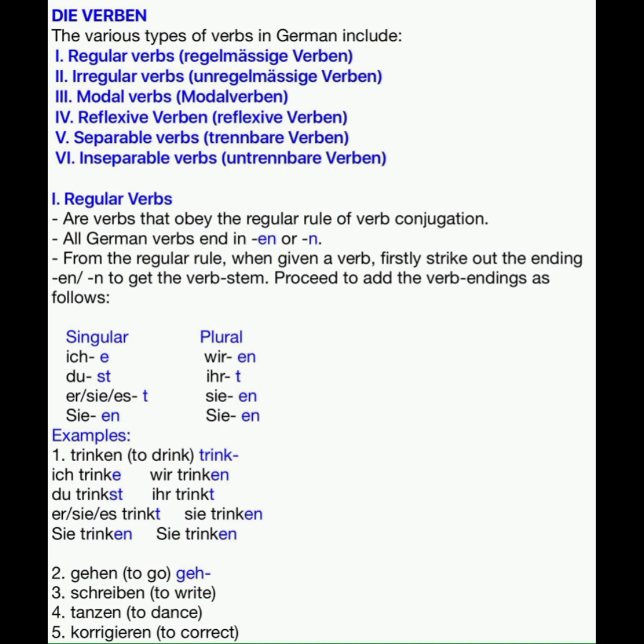Schreiben, to write. So it becomes ich schreibe, du schreibst, er, sie, es schreibt, sie schreiben, wir schreiben, ihr schreibt, then sie schreiben. So I've listed some more examples and some more regular verbs which I'd like you to try. Please go ahead and attempt them in your exercise book.